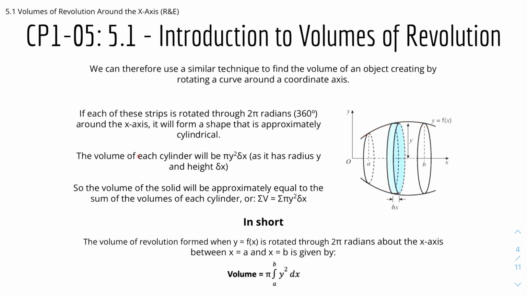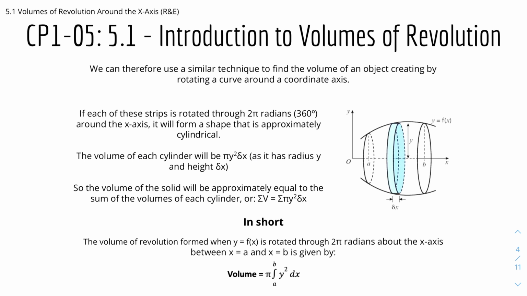The volume of each cylinder will be pi times y squared times delta x, as it has radius y and height delta x, which is this one right here. So the volume of the solid will be approximately equal to the sum of the volumes of each cylinder, or the sum of V, the volume, equals the sum of pi times y squared times delta x.